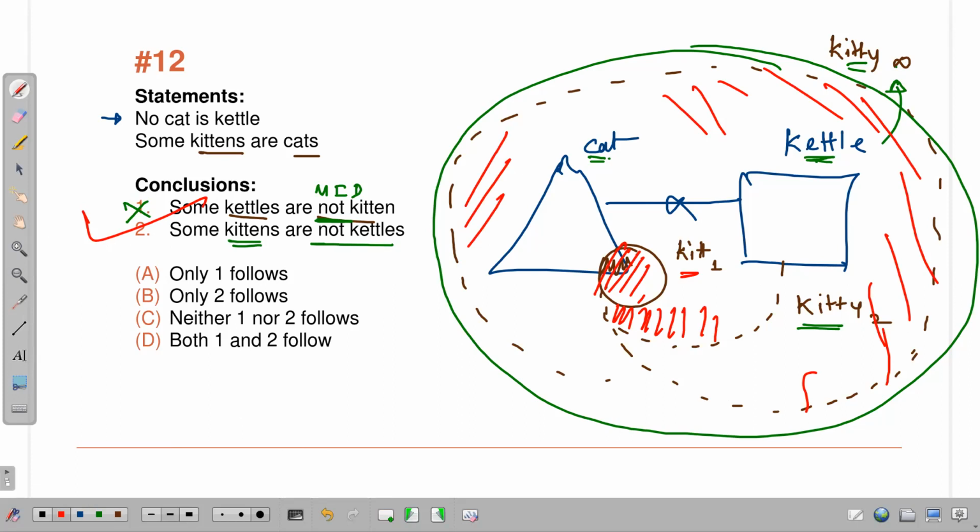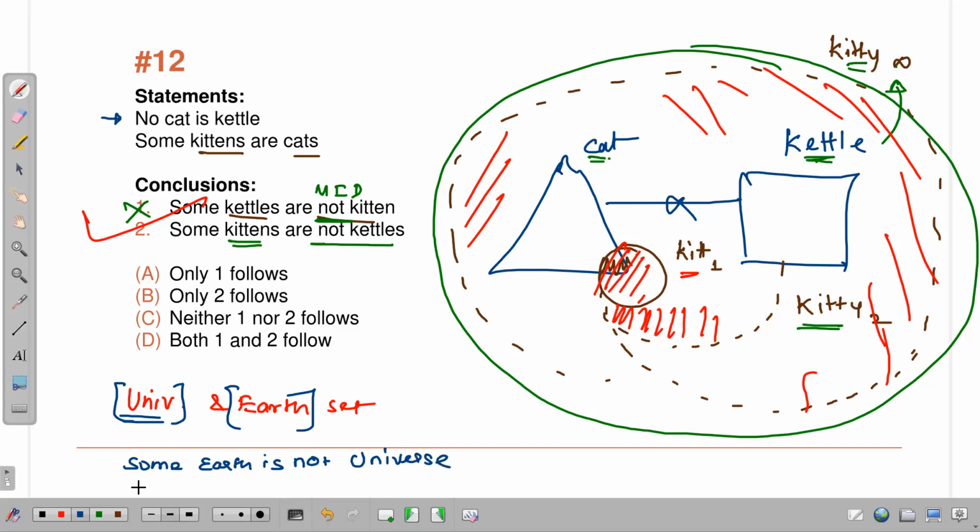I usually explain this to my students this way: whenever you have these two cases, try to convert it to a universe and earth set. In this case, the universe is kettle. I'll explain this. What do I mean by universe and earth set? See, it's funny to say some earth is not universe, but it is not funny to say some universe is not earth. Does that make sense? This doesn't make sense, this does.